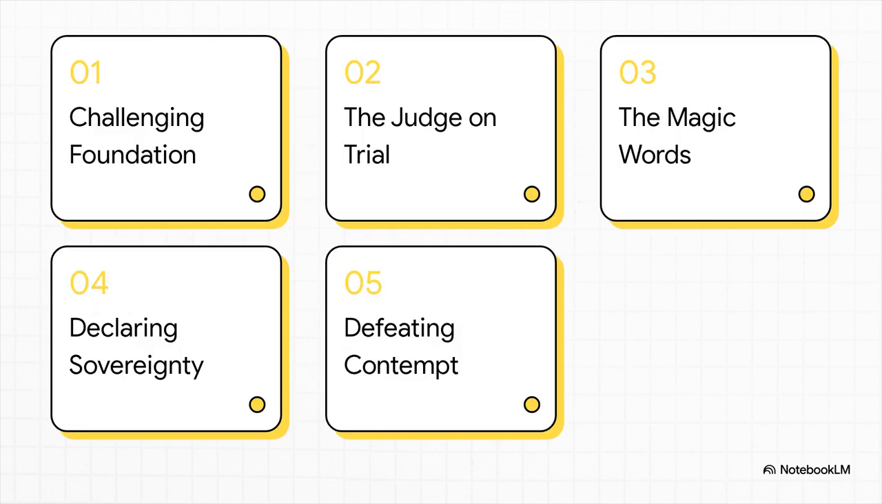To make sense of all this, we've organized the document's tactics into 5 main themes. First, we're going to look at questioning the court's basic authority. Then, we'll see how the script tries to turn the tables on the judge. After that, we'll explore these so-called magic words that supposedly have special power before diving into the main idea of declaring your own personal sovereignty. And finally, we'll look at the script for handling a contempt of court charge.